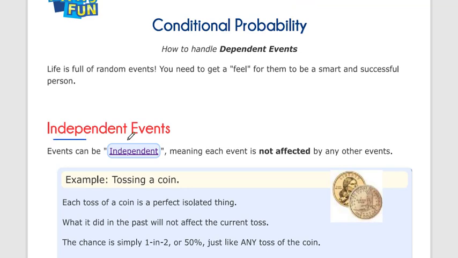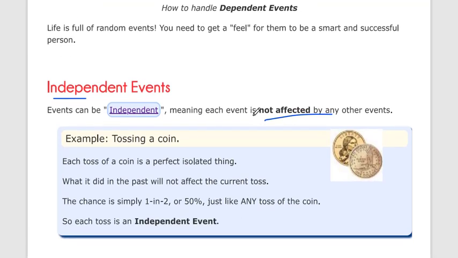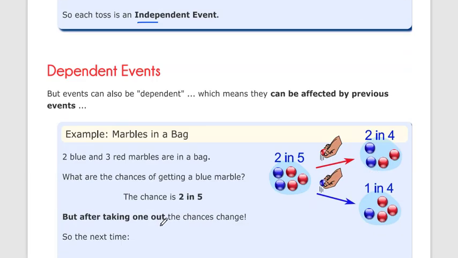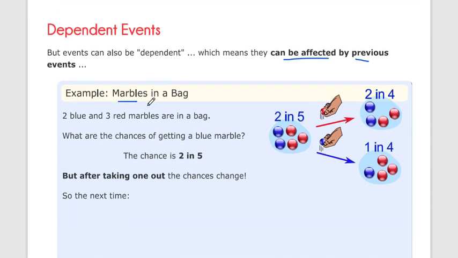Independent events, as the word says, are not affected by any previous outcome. Tossing a coin, each toss is an independent event. Dependent means they can be affected by the previous outcome. An example is marbles in a bag. There are two blue and three red marbles in a bag. Now what are the chances of getting a blue marble? The chances are 2 in 5. There are two blue, so 2 by 5. The probability of a blue marble is 2 by 5, one event.